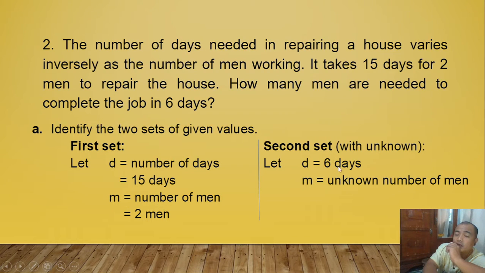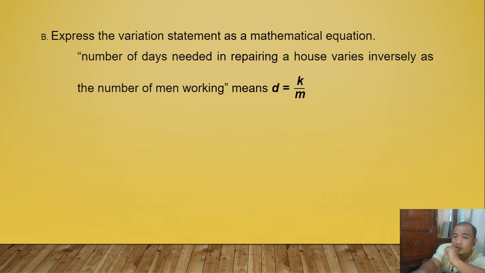For the second set, 6 days. How many men, an unknown number? This will be our problem here. What is the number of men needed to repair the house in 6 days? So since this is an inverse variation, D is equal to K over M will be our equation. D is equal to K over M.